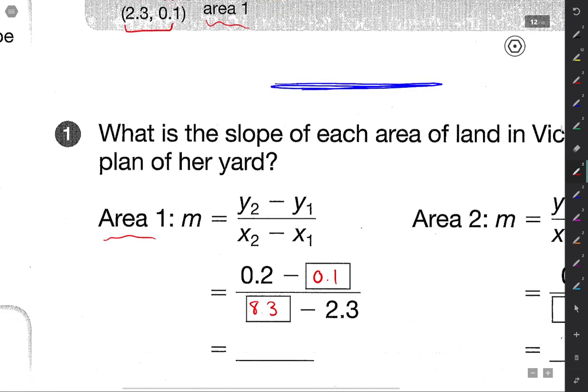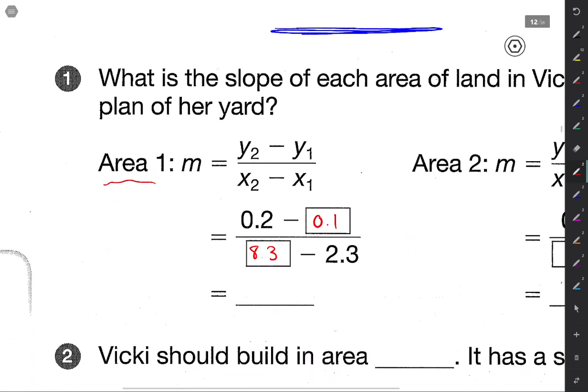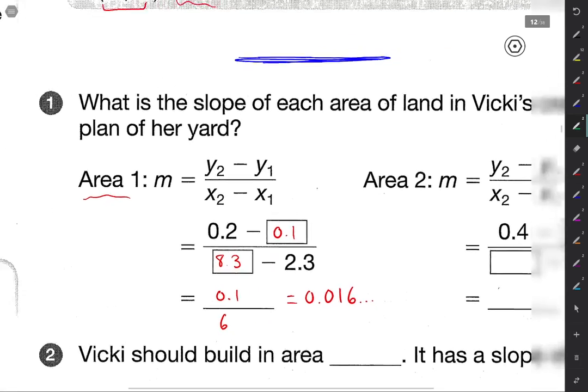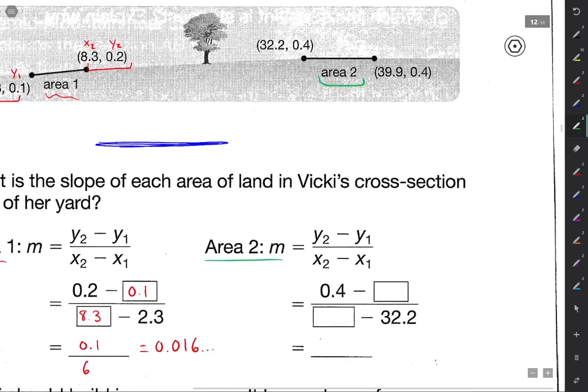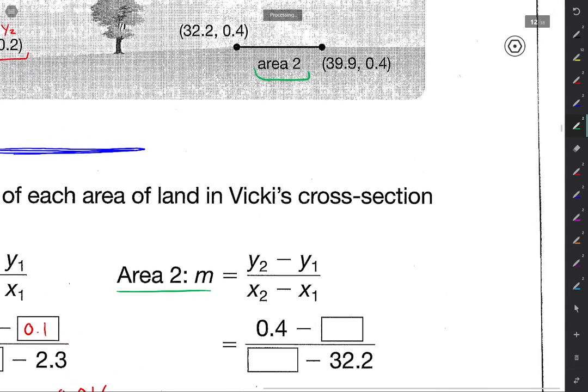So now we're going to solve everything in the numerator first. So 0.2 minus 0.1 is 0.1. And then 8.3 minus 2.3 would be 6. So then if we do 0.1 divided by 6, we are going to get 0.016. Next, let's look at the slope of area 2. So that's this line segment on the right. So again, we're going to label our coordinates x1, y1, and x2, y2.